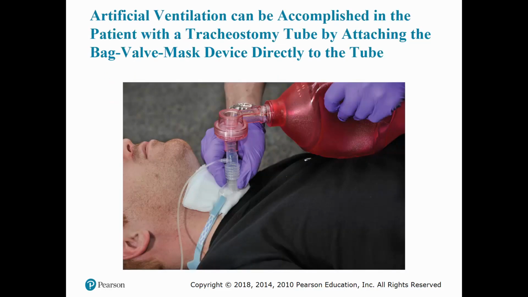The bag valve device is designed so that it can connect directly to the tracheostomy tube to provide positive pressure ventilations. All you need to do is remove the mask, and it'll hook up to the connector on the tracheostomy tube, just like the mask would.